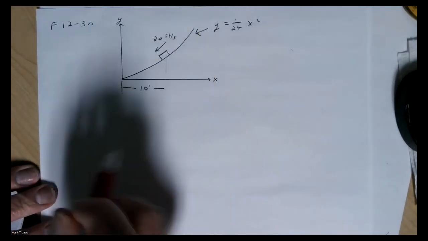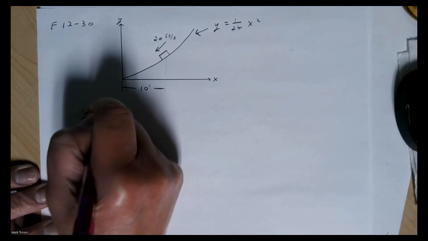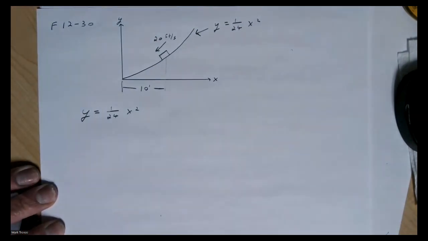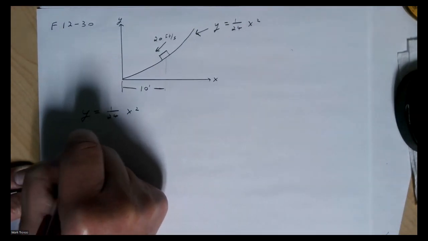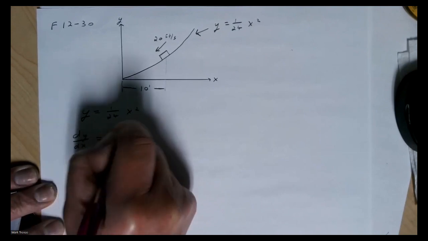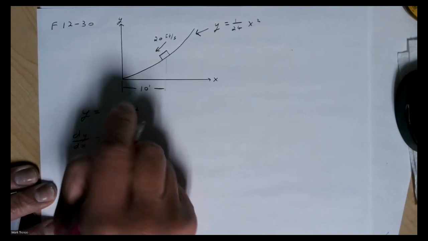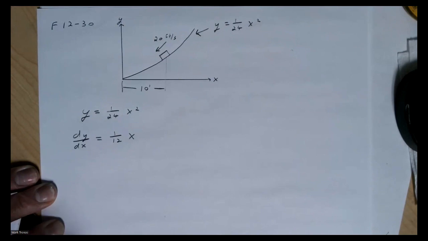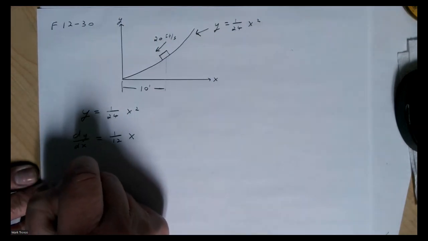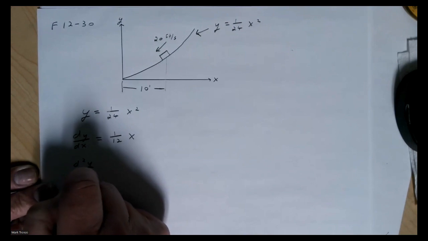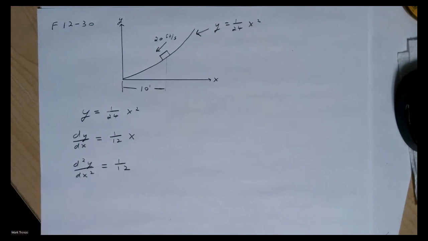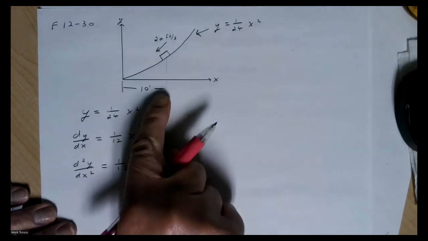We're given the path. So we have y equal to 1/24 x squared. And we're going to need the derivatives. And when we bring that forward, that's going to be 2 over 24, which will be 1/12 x. Then the second derivative is going to be simply 1/12. And let's evaluate it at the point given.